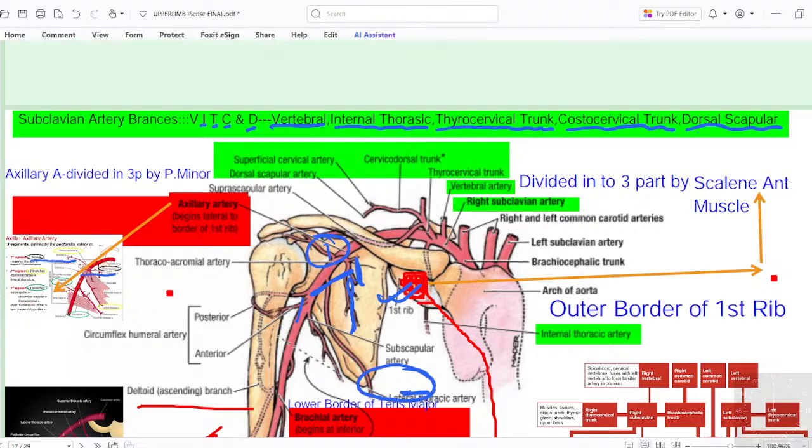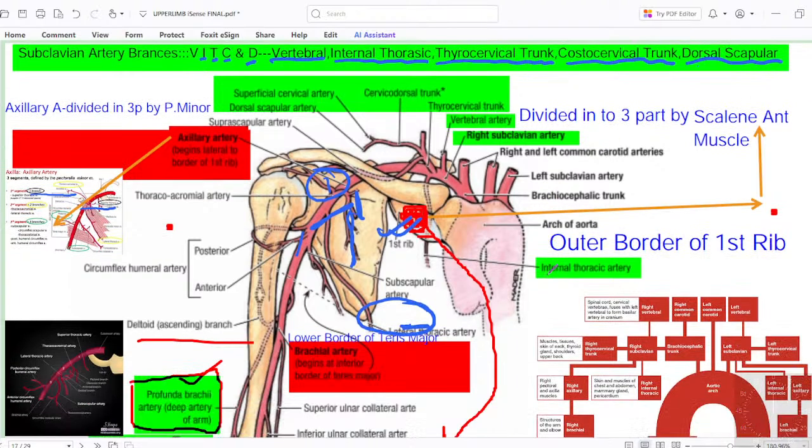Teres major, teres minor. I am struggling. I can store a lot of information, but not this. It is teres major. Teres major divides the axillary to brachial, it continues. And pectoralis minor divides the axillary into three parts.